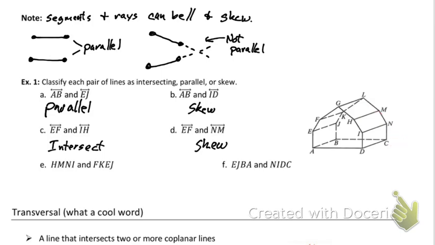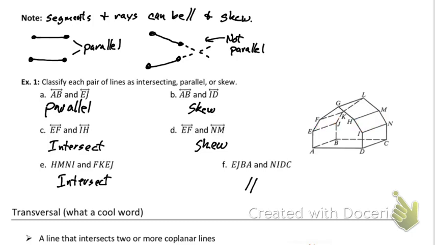All right, the next one, we have two planes. Are those two planes intersecting or skew? I'll give you a hint: planes can never be skew. They're either intersecting or parallel. Those are definitely parallel if I colored them in.